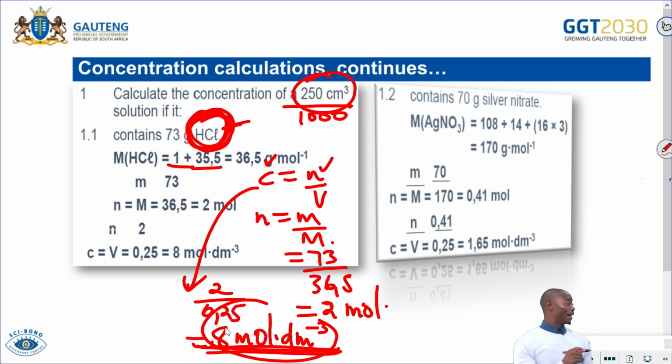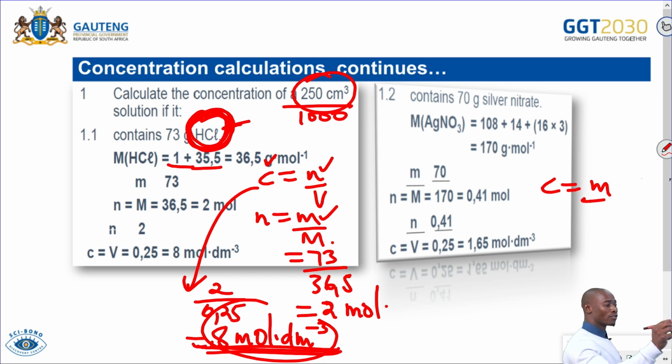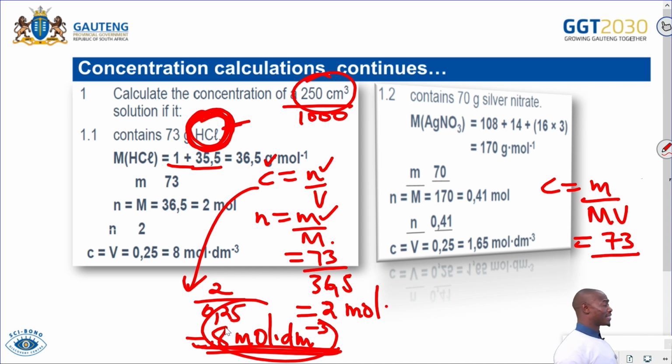But this is one of the methods that you can use to calculate the concentration of this solution, right? Start by calculating the number of moles using the mass, and then from there calculate the concentration. Or just go straight, because this equation is there. Just go straight to C equals mass over molar mass times volume. The mass is 73. The molar mass is 36.5. The volume is 0.25, not 250.